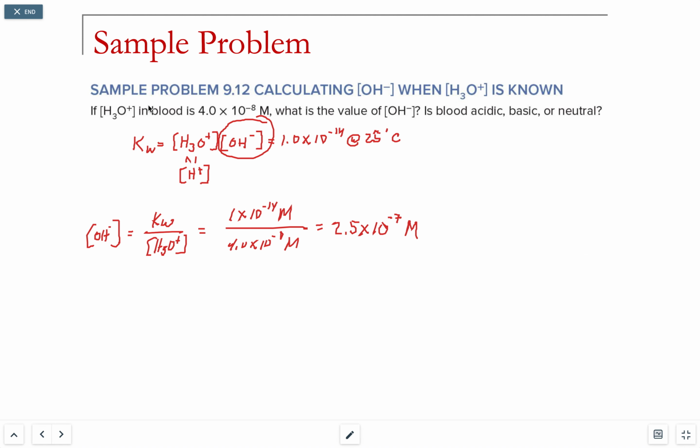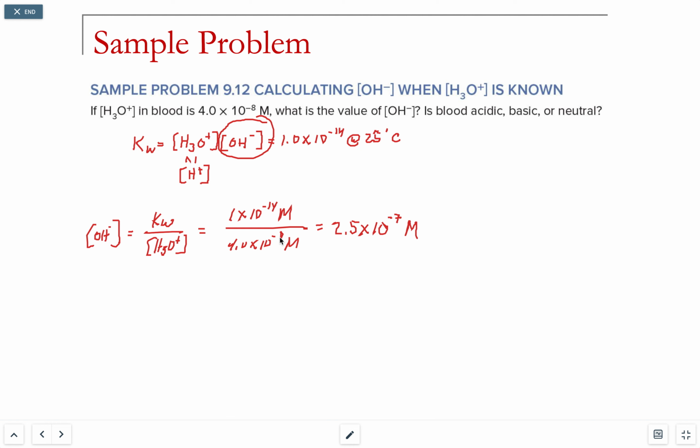And here's a sample problem. If the hydrogen ion concentration in blood is 4 times 10 to the minus 8 molar, what is the value of the hydroxide ion concentration? Well, again, you start with this equation, the ion product constant relationship, and in this case, we need to solve for the hydroxide ion concentration. So we divide both sides by H+, plug in our 10 to the minus 14th value. If this is 4 times 10 to the minus 8.